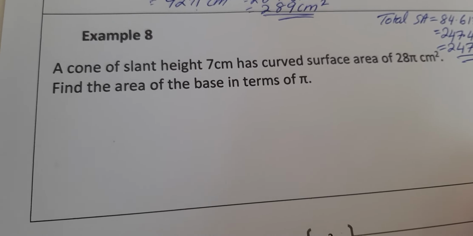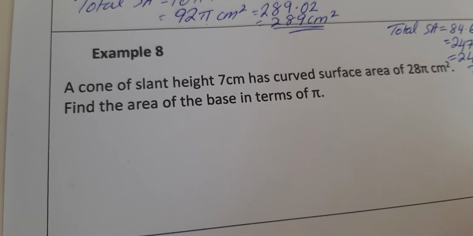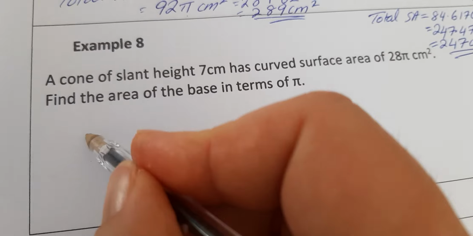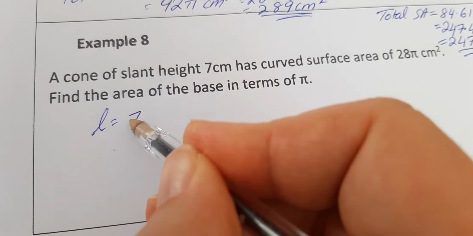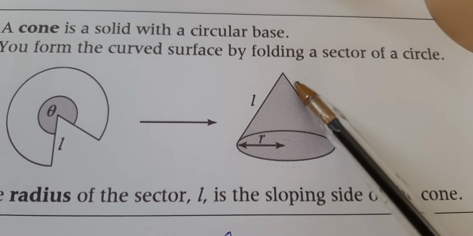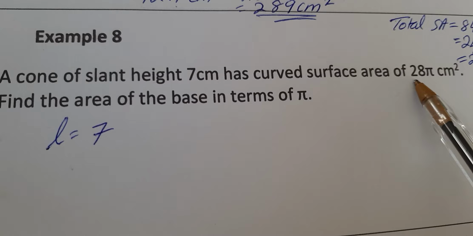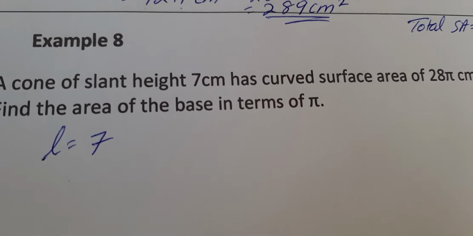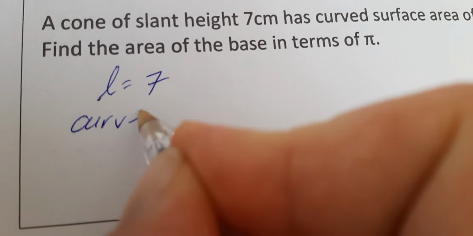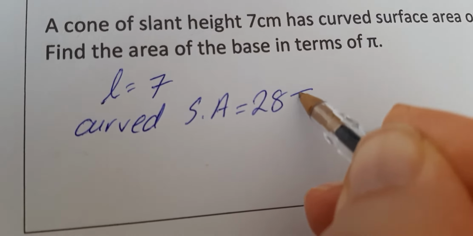Okay, here it's just giving me words, no diagrams. It's telling me a cone has slant height 7. So the L is 7 centimeters. Here it is here. It's my L, which is 7 centimeters. It then says the curved surface area is 28 pi. So the curved, I always write my given information first, is 28 pi.